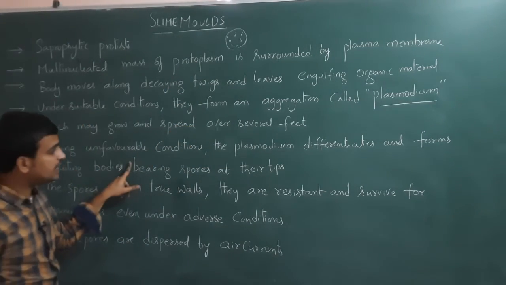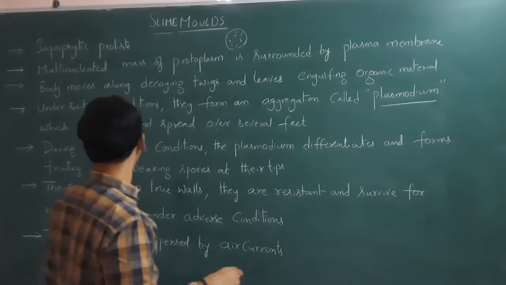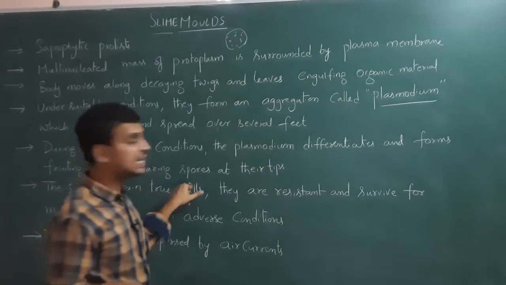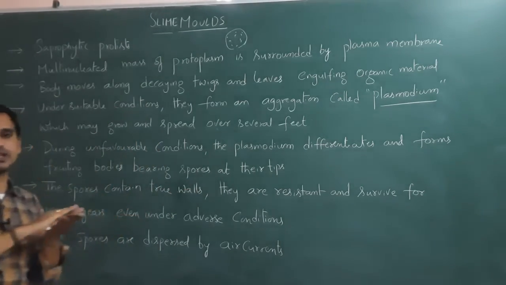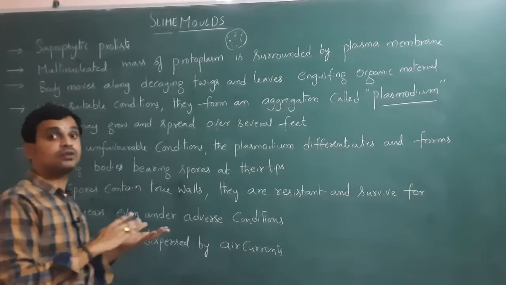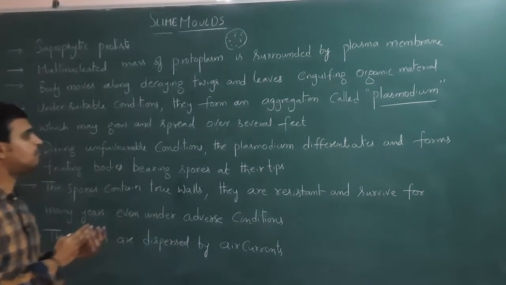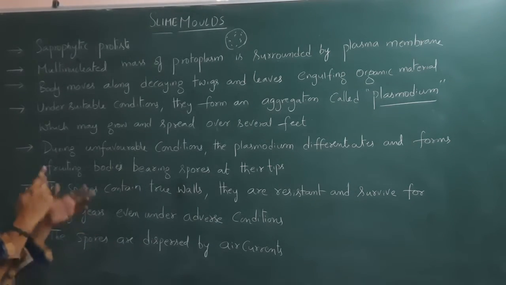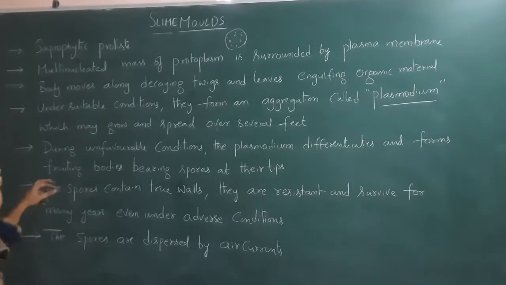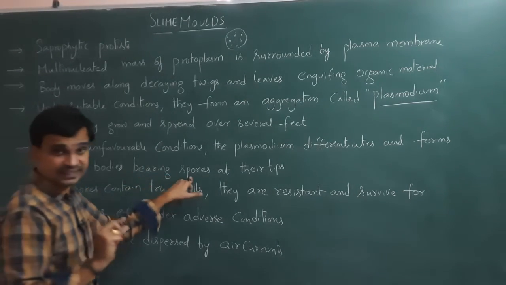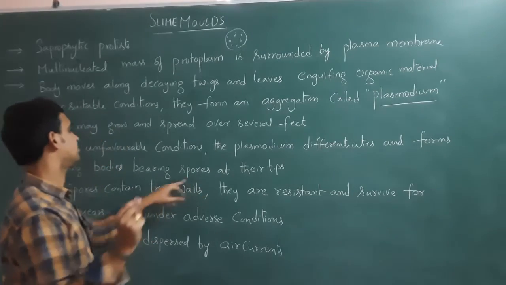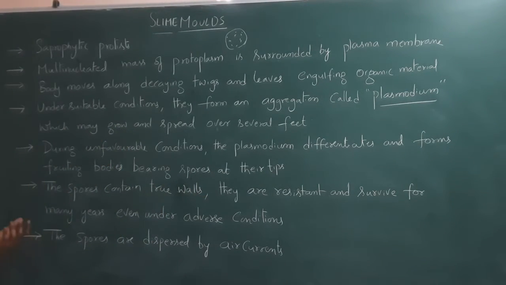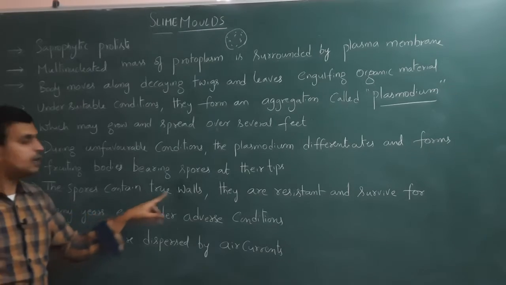Next, during unfavorable conditions, the plasmodium differentiates and forms fruiting bodies containing spores at the tip. Plasmodium is formed during favorable conditions. During unfavorable conditions, what happens to the plasmodium? It differentiates, or breaks down, and forms the fruiting bodies, and those fruiting bodies contain the spores at the tips. The spores contain a true cell wall. Normally slime molds do not contain the cell wall, but the spores produced by the slime molds do. The spores contain true walls.